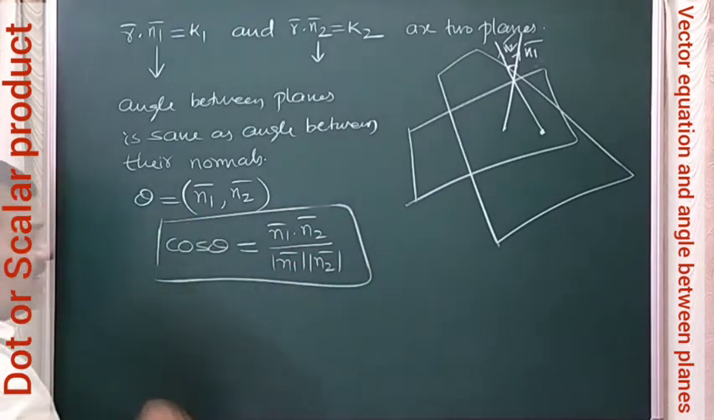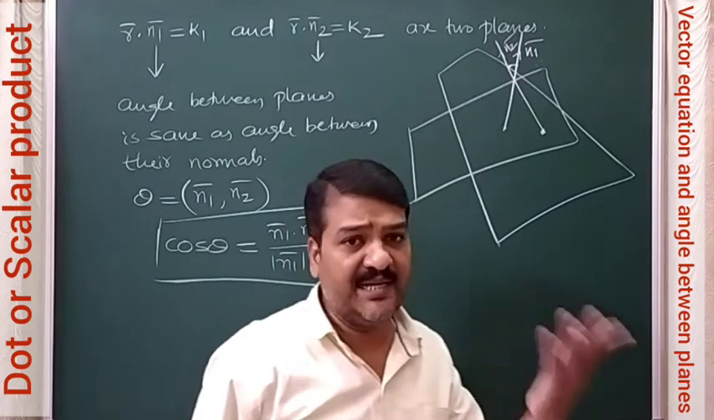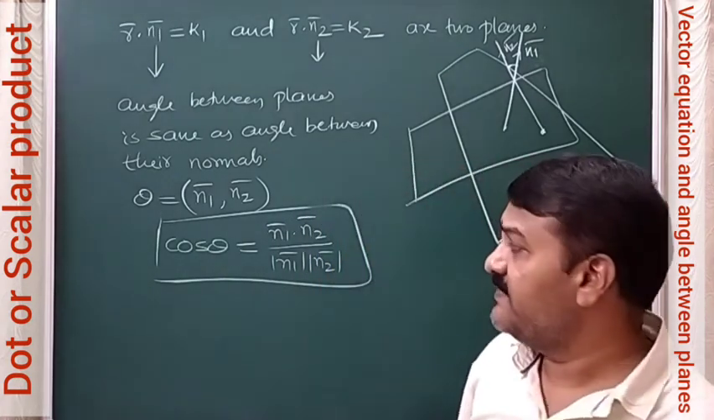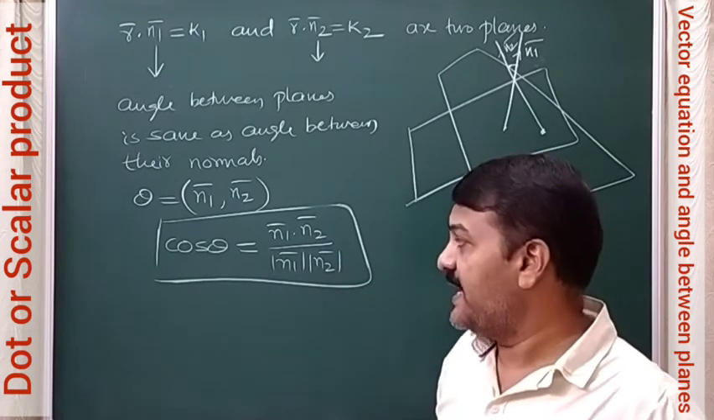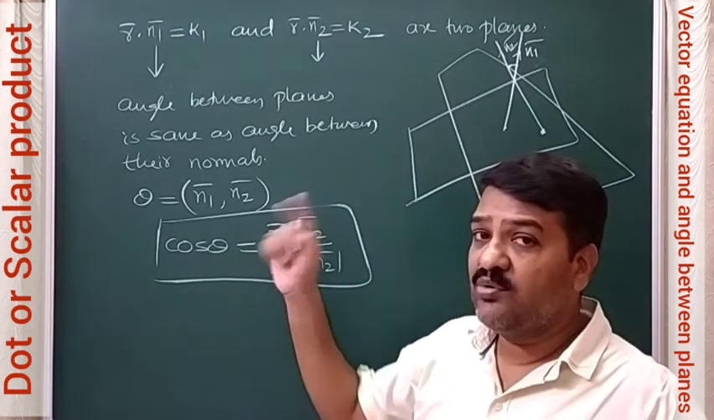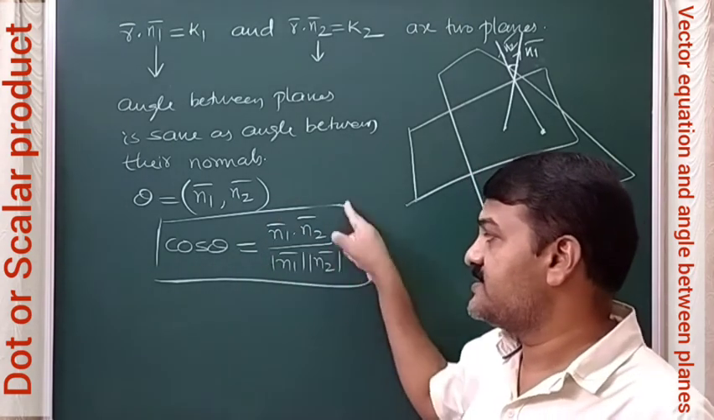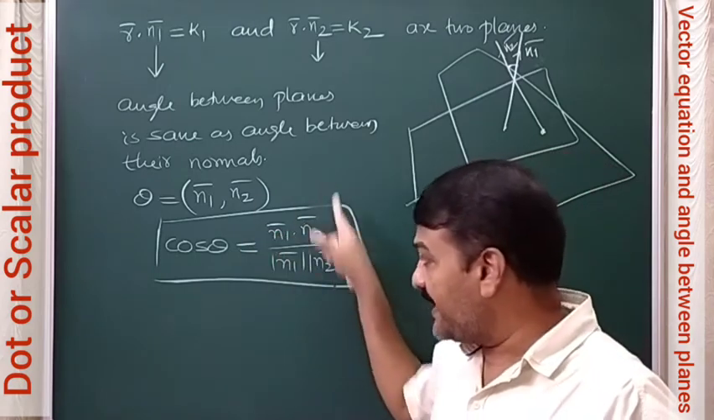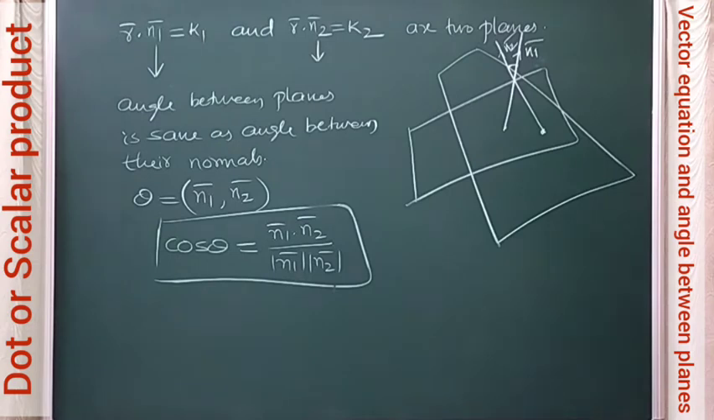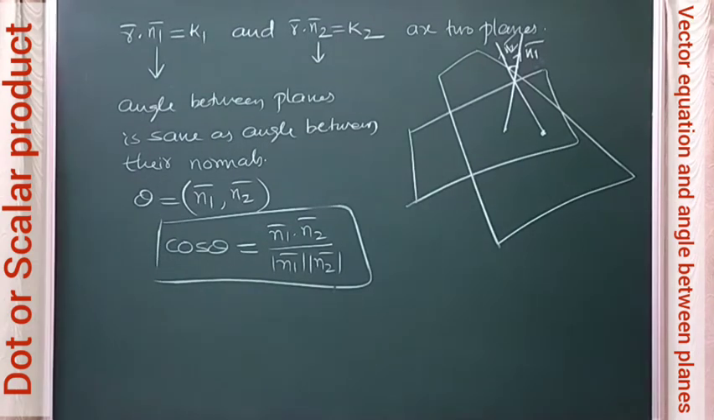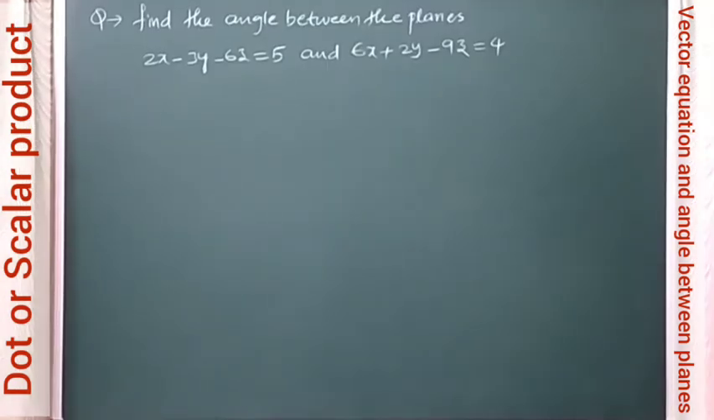Okay, you can use cos theta formula or you can use sin theta formula also, but relatively this is easy to find. And if you want the acute angle, take modulus. If you want the acute angle between the normals, you have to take modulus. Okay. So here's the next question.